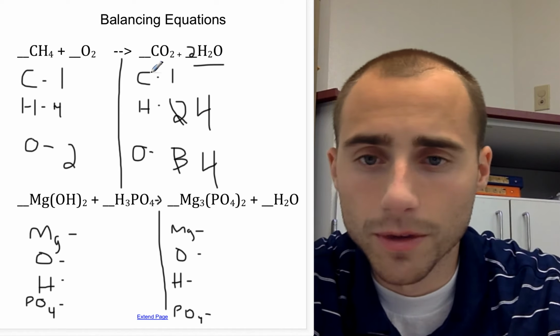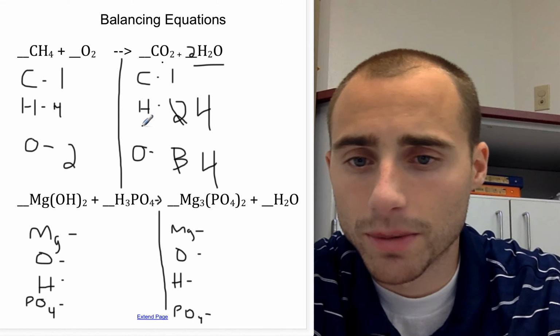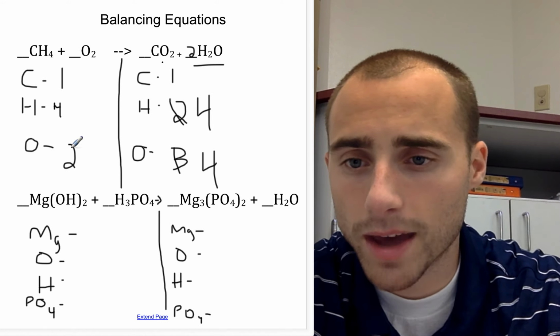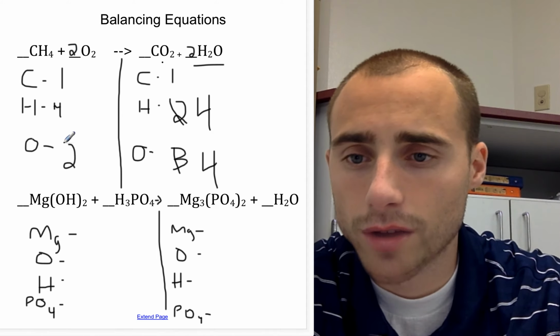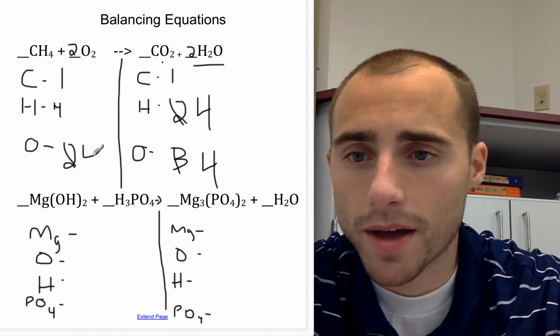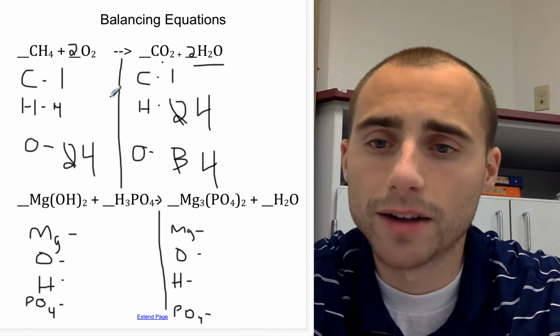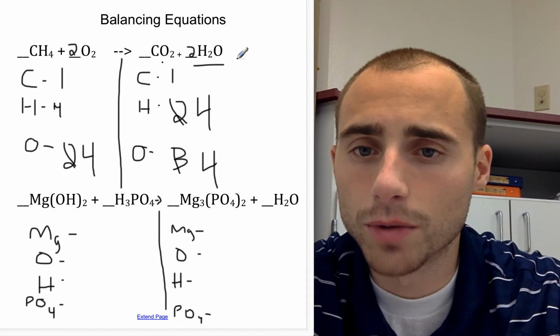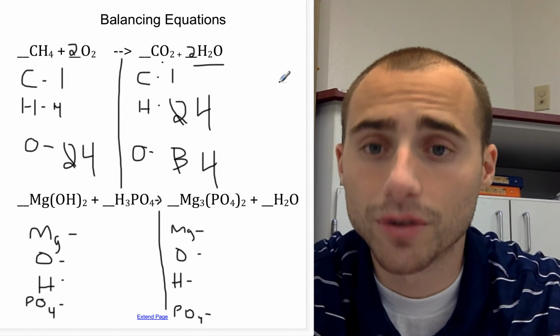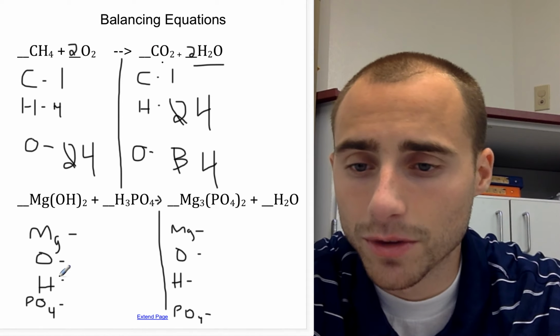Come over here, our carbons are balanced, hydrogens are balanced. We just need to match up our oxygens. We can do that. We have 2. We need to make that 4, so we'll just set a 2 right there, and boom, now we have 4. So there you have a balanced equation. CH4 plus 2O2 produces CO2 plus 2H2O, and that would be a combustion reaction. Okay, this one's a little more complicated down here.